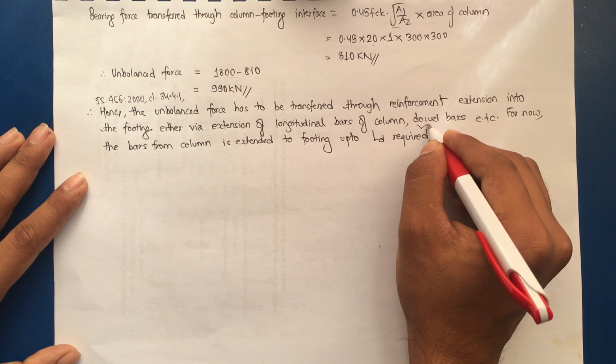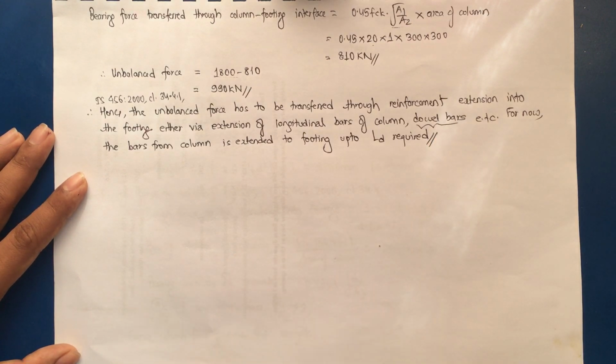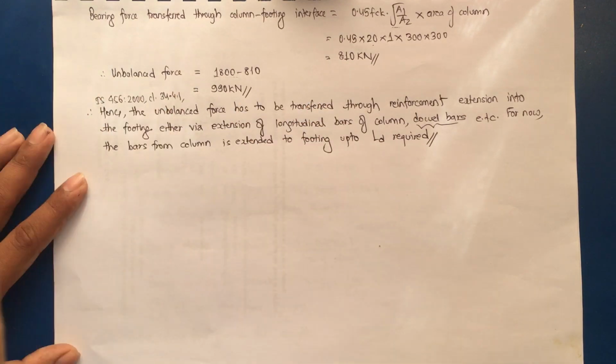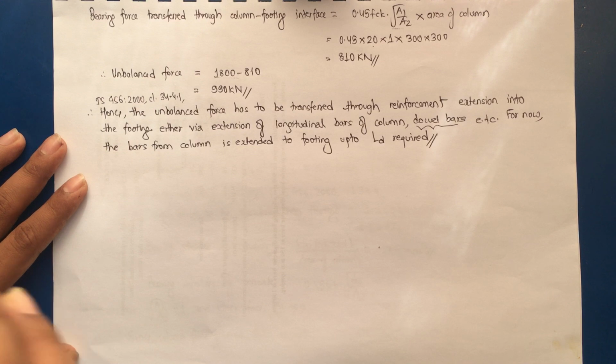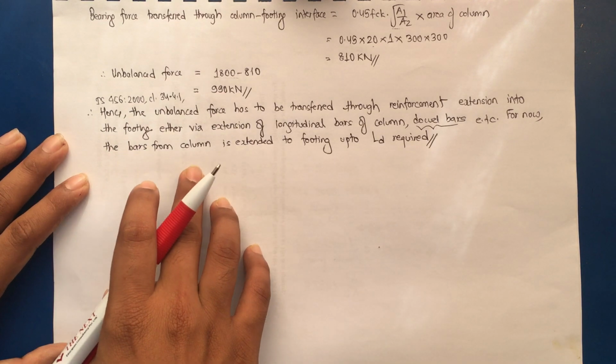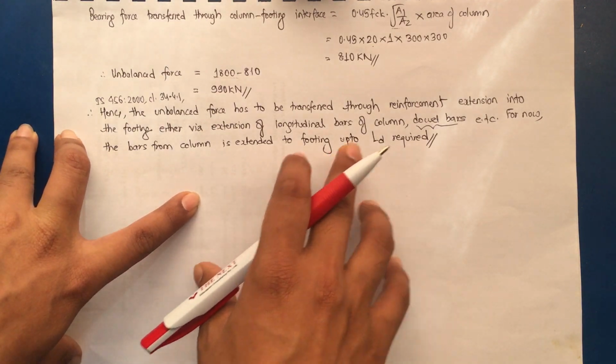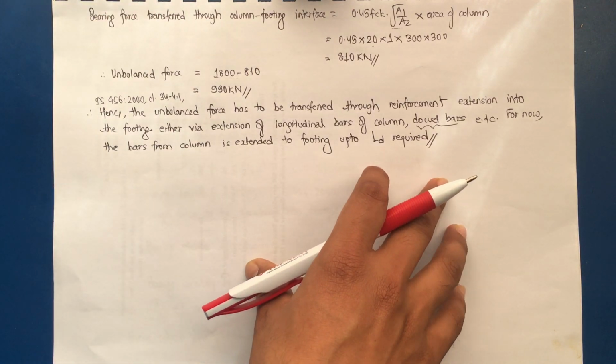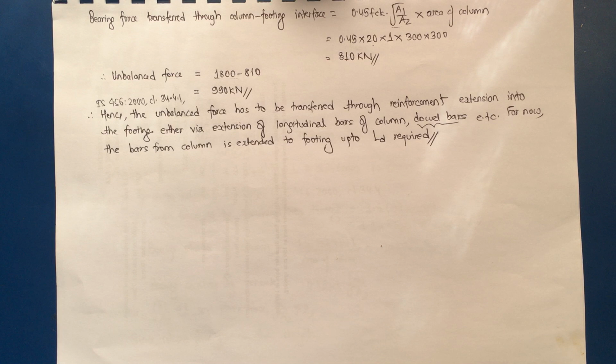I have already explained calculating the reinforcement for dowel bars, if we don't want to extend the longitudinal bars of the column. You can find that in my other videos. But for ease, generally the bar from the column is extended into the footing up to the LD required to transfer the unbalanced force. So this is how the design of isolated footing with sloping depth is done. I hope it helped you.